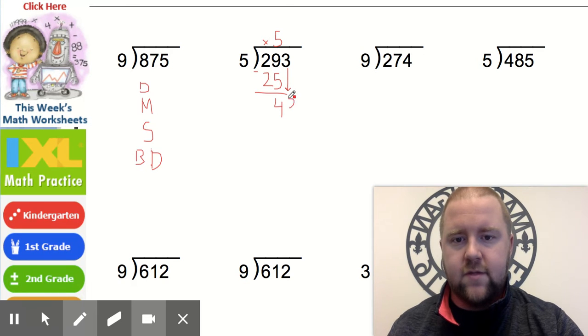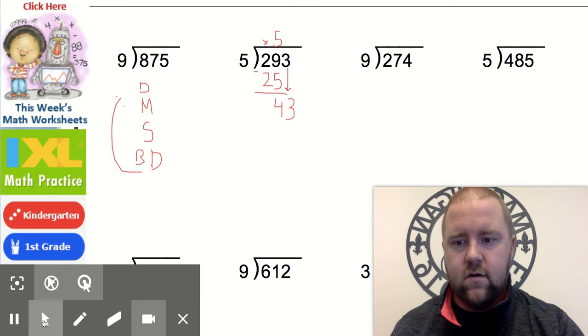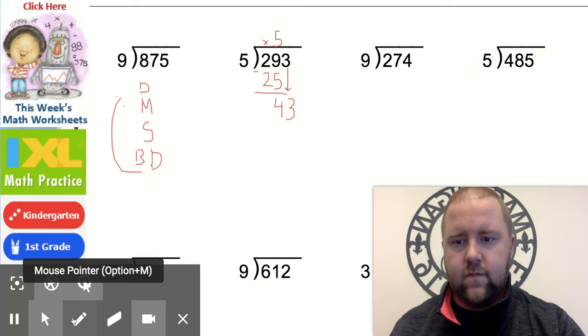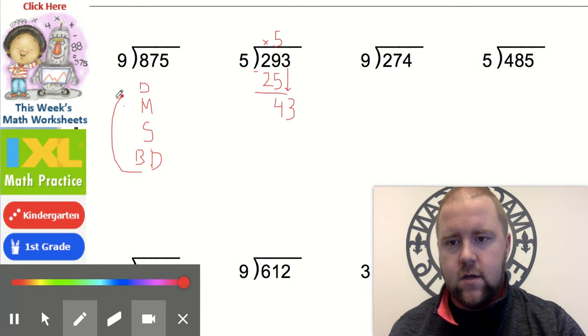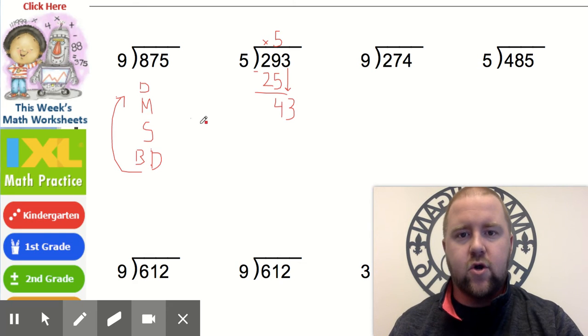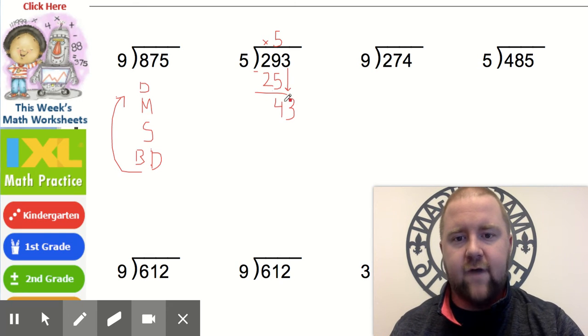Those were my steps. Now, after I'm done, whenever I bring down, I always have to start over and do it all again. So let me just get that arrow finished there. Sorry, having a little trouble with this site today. All right, so then I come back to the top and I start all over again. Okay, so now I do 5 into 43. It goes in 8 times.